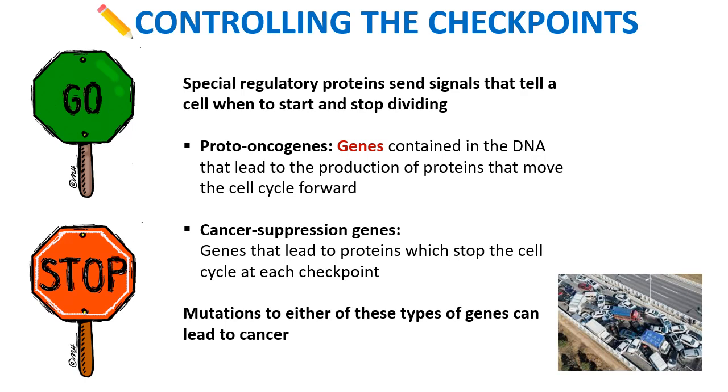So don't forget that every process in cells, or basically every process, is controlled by proteins. Proteins are the worker molecules. They do pretty much everything in the cell. They can speed up chemical reactions, they can send messages, they can check for DNA damage, they can carry things. Proteins do everything.